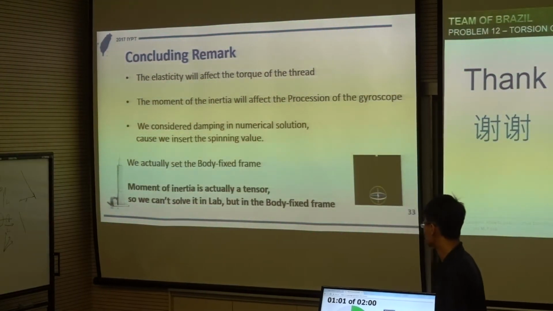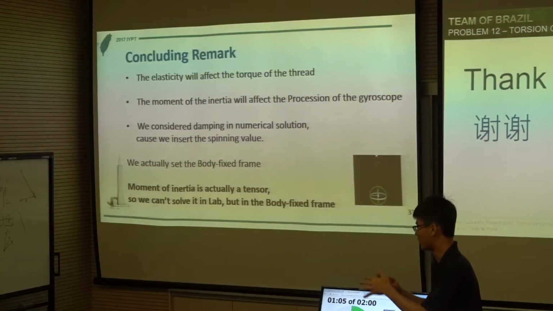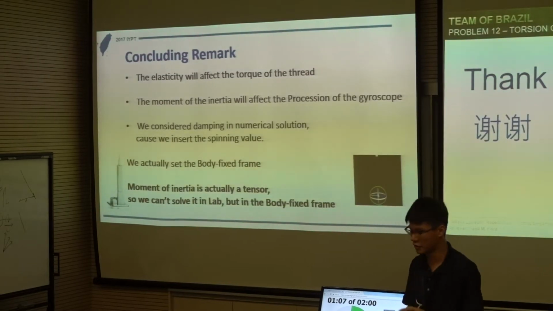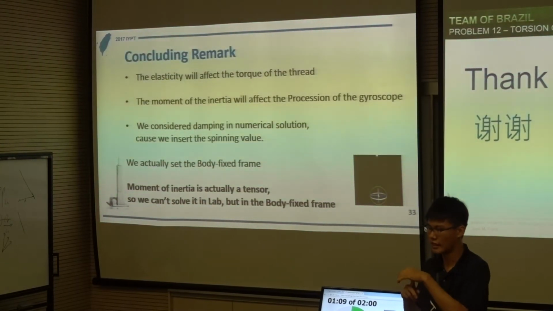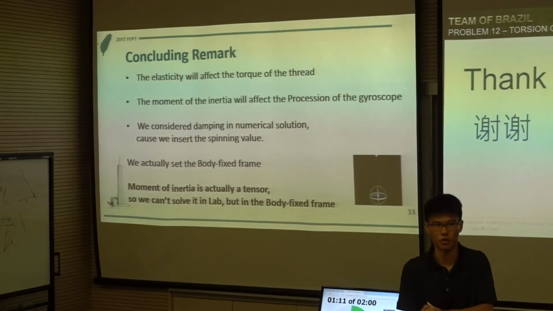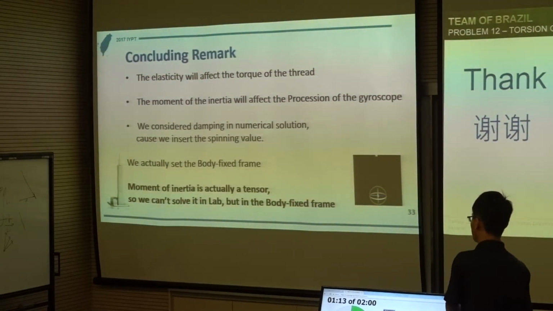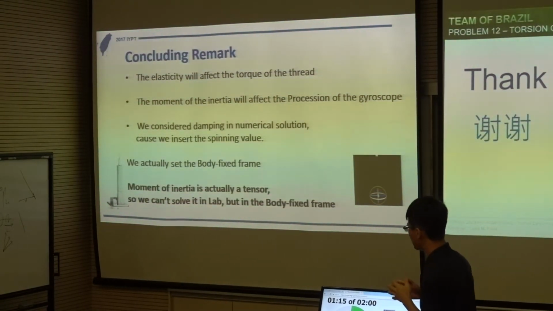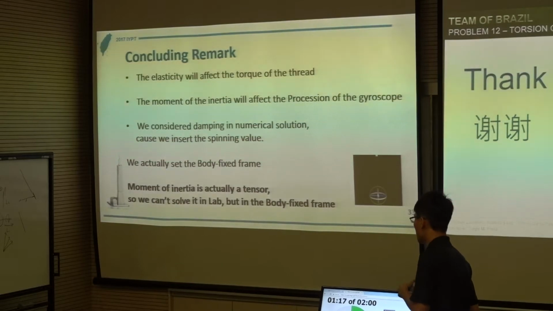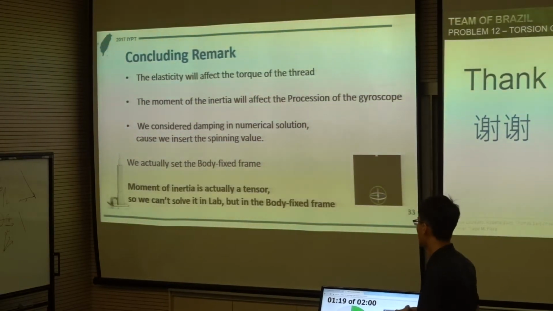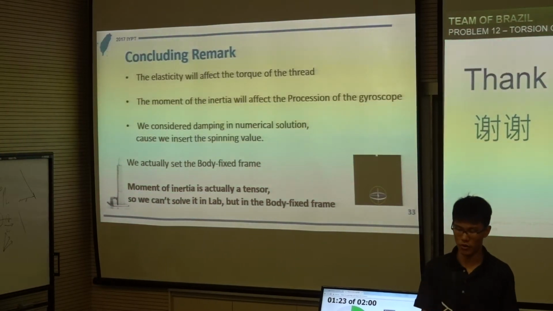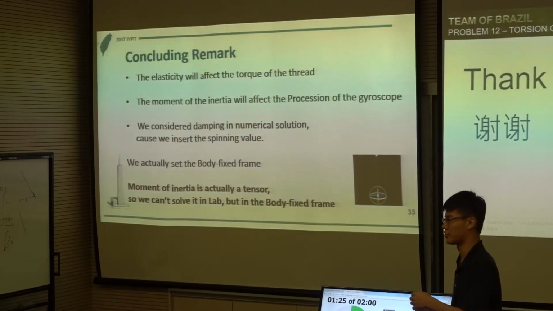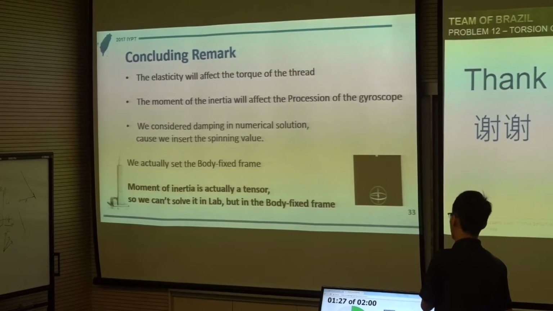And we actually set a body fixed frame on the gyroscope. So what the opponent talks about, the inertia force, is effectively acting on the center of mass, which does not have a torque in this kind of body fixed frame. And the moment of inertia is actually a tensor, so we can easily solve it in the laboratory frame. So that is why we use Euler angles in order to get the principal axes of the body fixed frame.